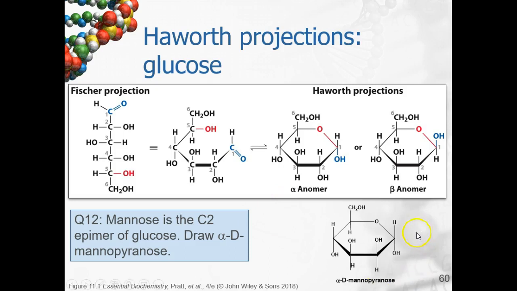So there's the answer that you should get right here. This is the alpha, and because we have a C2 epimer, that means that the OH on carbon number 2 ends up above the plane of the ring rather than below. And all of the other carbons are the same.